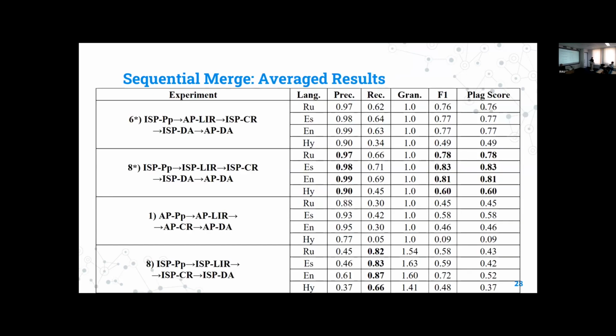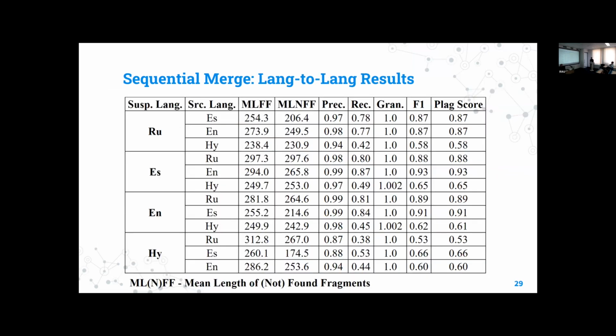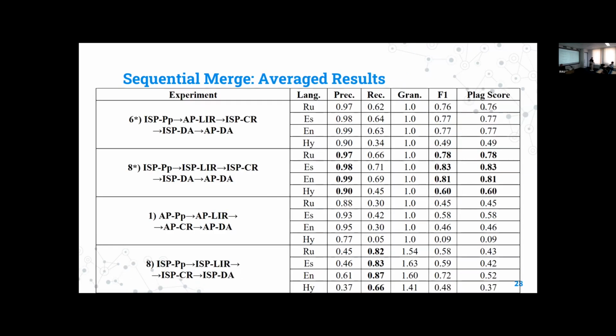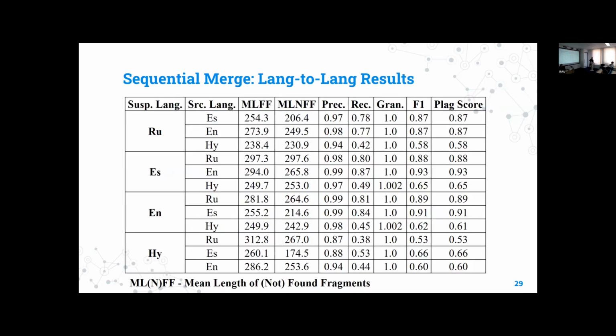Here you can see the results: we significantly surpassed the full anti-plagiat and ISPRAS algorithms by 30 to 40, 50%. So actually the sequential merge approach worked. As I said, one suspicious document could contain plagiarism from different languages. Here the results are averaged, and here are more detailed ones.